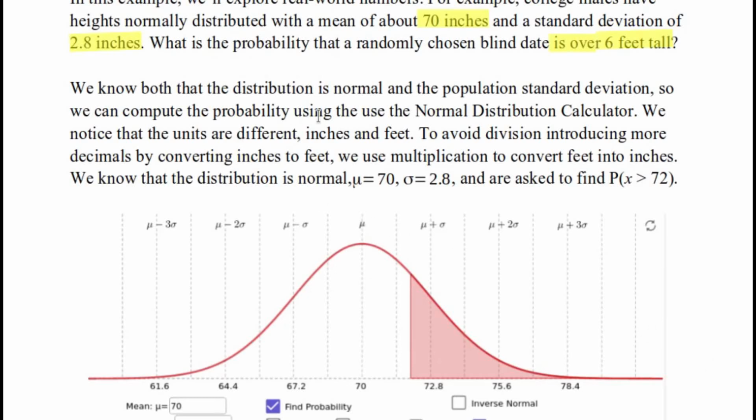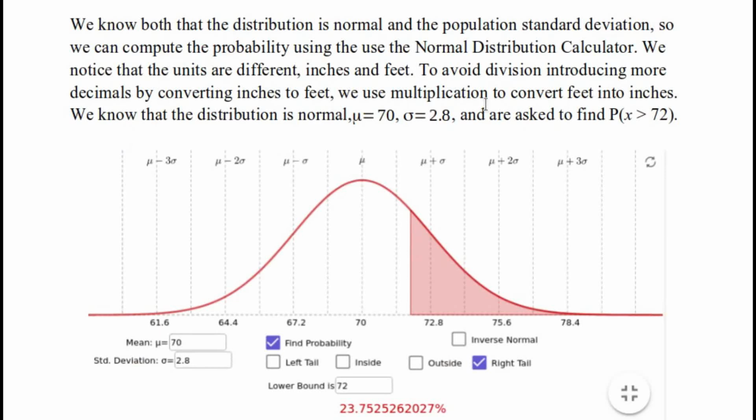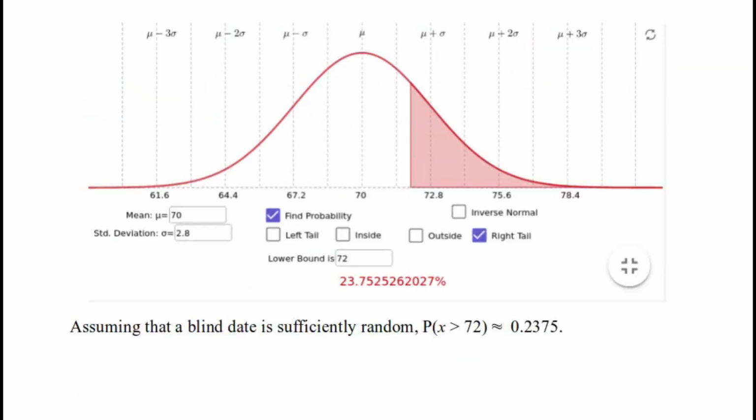So we know that the distribution is normal and the population standard deviation, so we can compute the probability using the normal distribution calculator. We handled the units, converting everything into inches. We then asked our question: what is the probability that x, the random variable, is greater than 72 inches, that is 6 feet, and we got our answer.